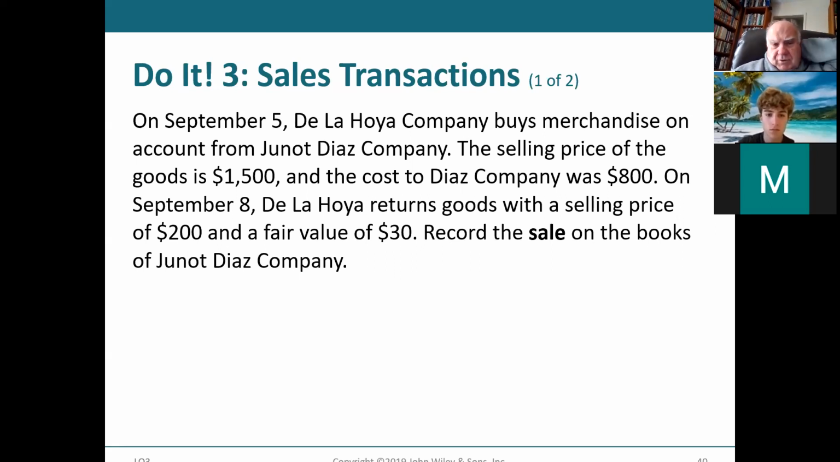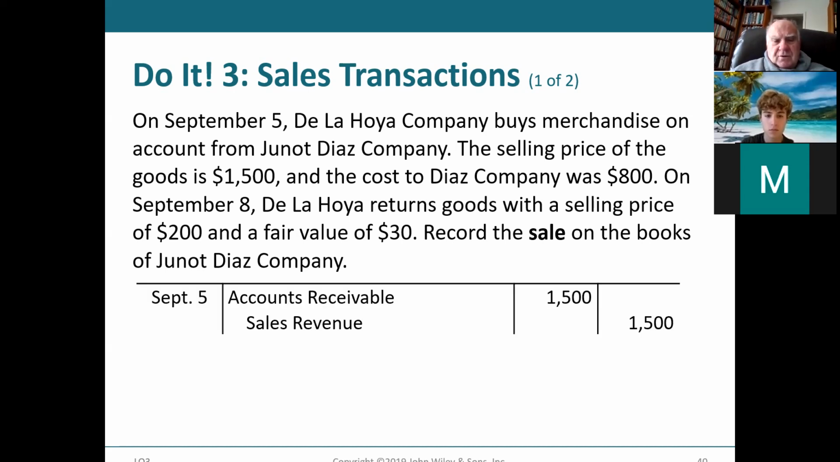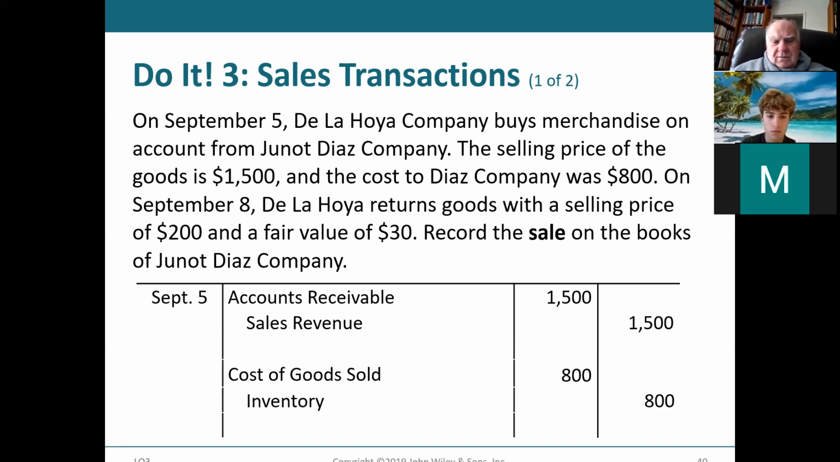De La Hoya buys merchandise from Junot Diaz. The selling price was $1,500 and the cost was $800. And De La Hoya returned goods with a selling price of $200 and a fair value and a cost of $50. Fair value is a crummy term. The cost of $50. So let's see, we sold it for $1,500. Now, how much are they returning? $200, right? The cost of goods sold was, the cost was $800. I'm sorry, the cost was $800.